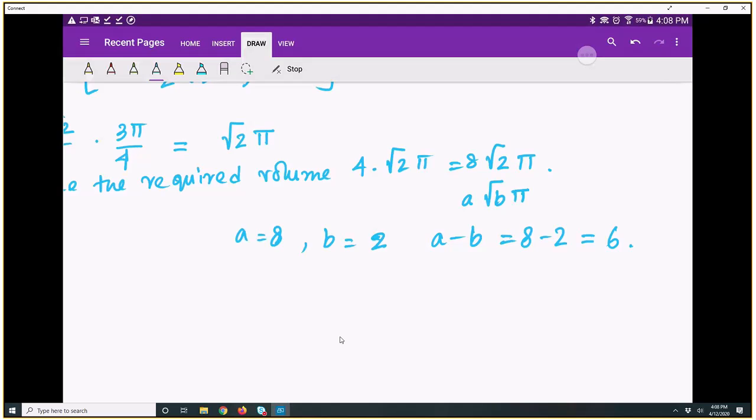I'm so sorry. It should be 4 square root of 2. I just made a small mistake. I shouldn't have multiplied the 4. So it should be 4 square root of 2 pi. So a should be 4, not 8. And then when I do a minus b, I should get 4 minus 2. And that should be 2 units as my final answer to the question.